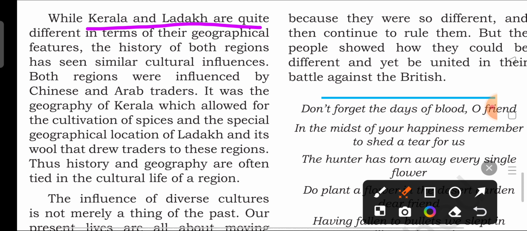Cultivation of spices and the special geographical location of Ladakh and its wool drew traders to this region. Thus, history and geography are often tied in the cultural life of a region. So what we can conclude here is the historical reason the traders were attracted, and why? Because of the geographical condition. Geographical condition here means the climatic difference: as there is a harsh winter in Ladakh, you will find the finest wool quality. But here in Kerala, because it is near the sea and has a humid climate, you will find high quality spices.